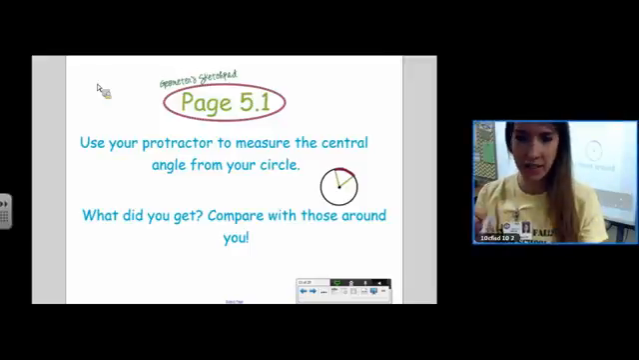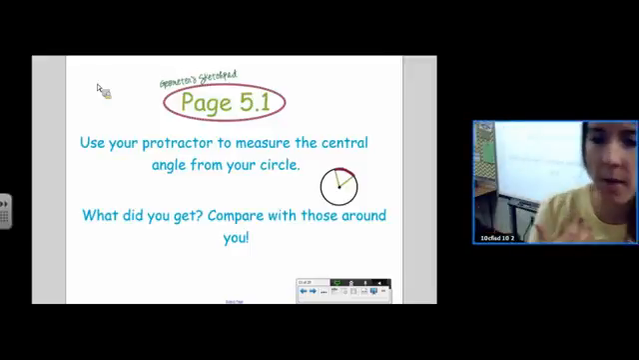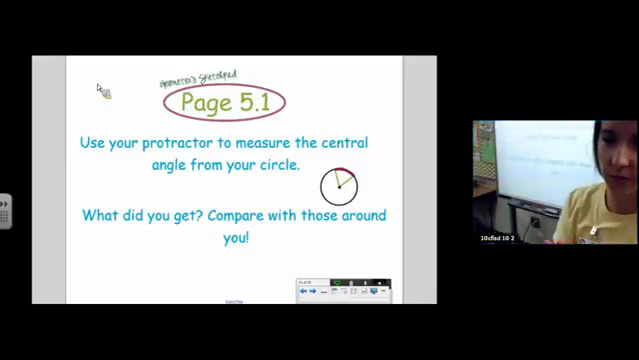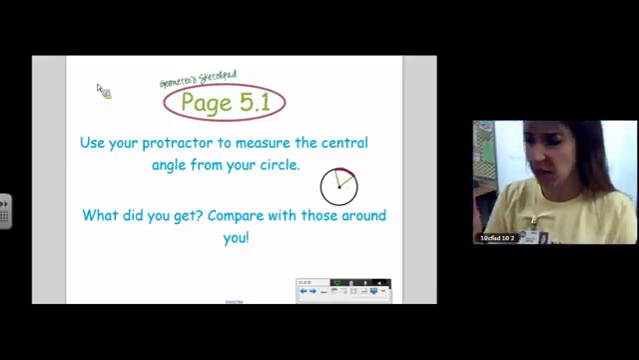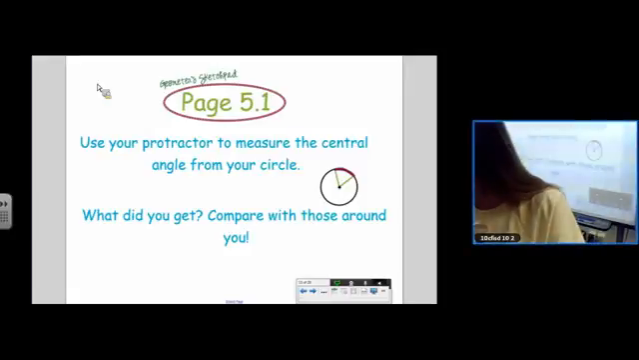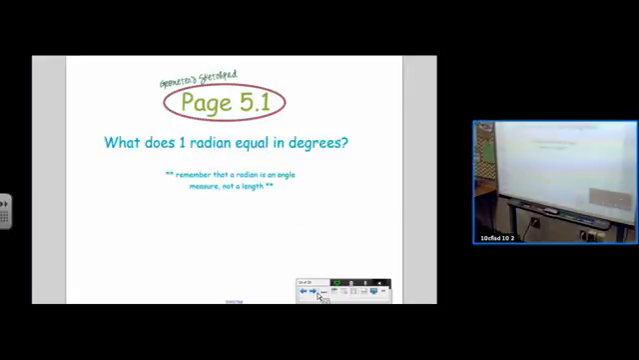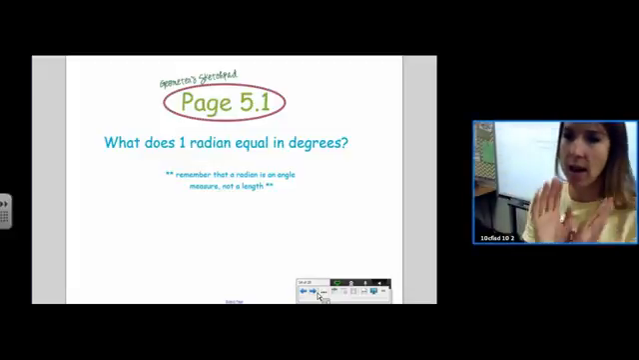We should all get the same answer. When I measured, mine is about 54 degrees-ish. 56, yeah, I could see that. It's not perfectly precise. So what does 1 radian equal in degrees? Remember that a radian is an angle. It's not how long it is.